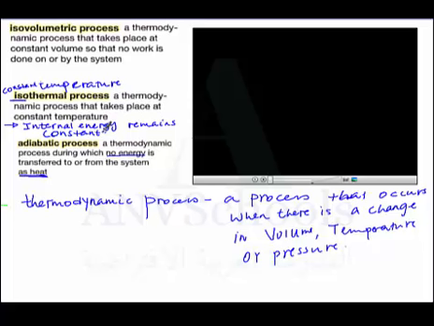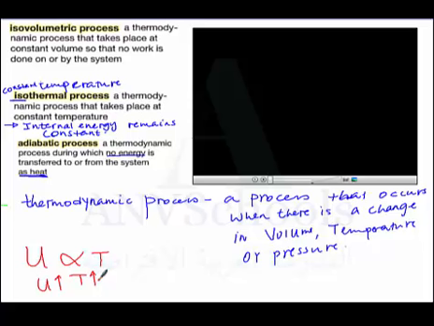So here, the internal energy of a system is directly proportional to the temperature. U is the internal energy, and it is directly proportional to the temperature of the system. As the temperature of the system rises, the internal energy also increases. This is very important. The internal energy of the system increases as the temperature increases, and it decreases when the temperature decreases. So the internal energy of a system depends upon its temperature.